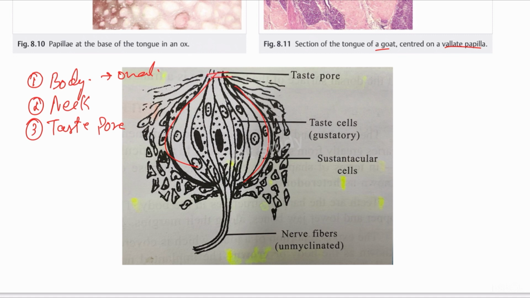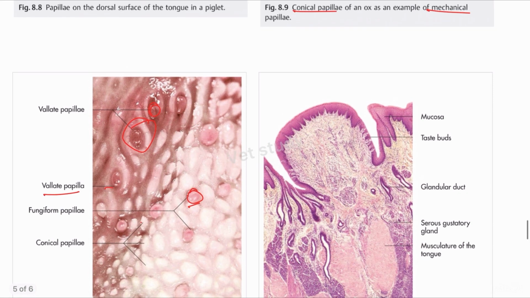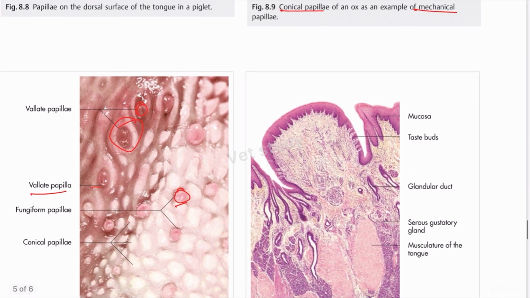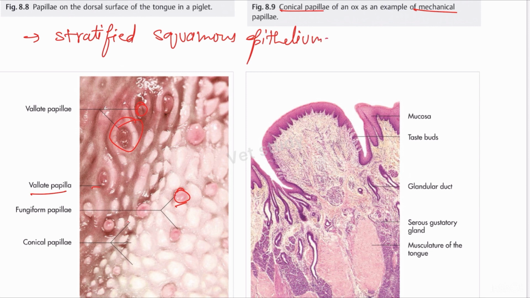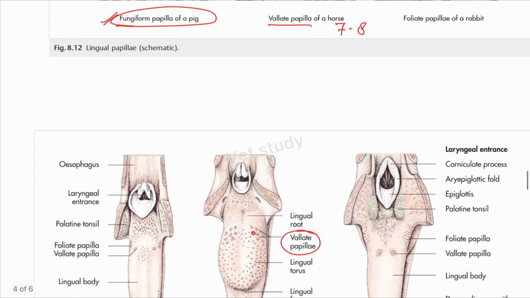So the mucous membrane is composed of papillae and a thick layer of stratified squamous epithelium. The type of epithelium is very important here, right? I can write here: stratified squamous epithelium. So remember this, mucous membrane is composed of papillae and thick layer of stratified squamous epithelium, right? So we are done with the mucous membrane. We have covered the mucous membrane.